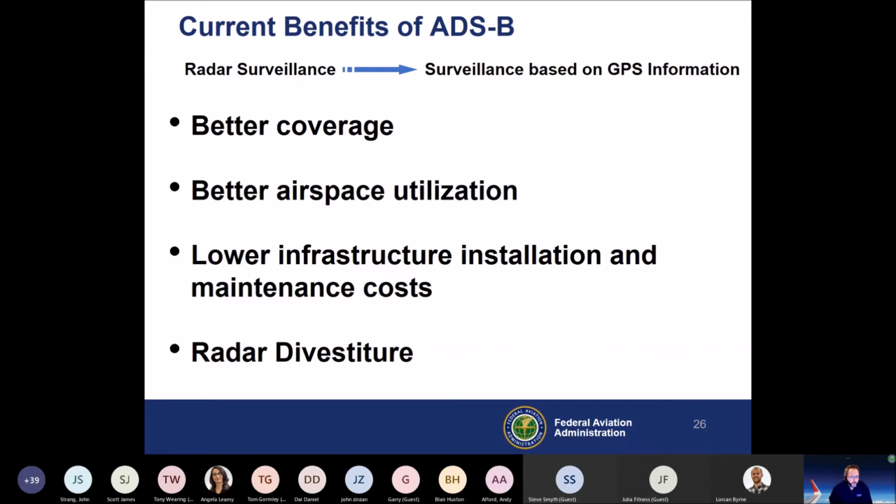And as it relates to infrastructure, I think that ultimately we're going to be able to reduce our radar infrastructure, which are very expensive systems. On an airspace by airspace basis, ADS-B is much cheaper to install and to maintain than a radar system. Which leads to radar divestiture, which is an active program that we have going on: the program to reduce the number of radars that we have in the U.S. and their associated costs to own and maintain.